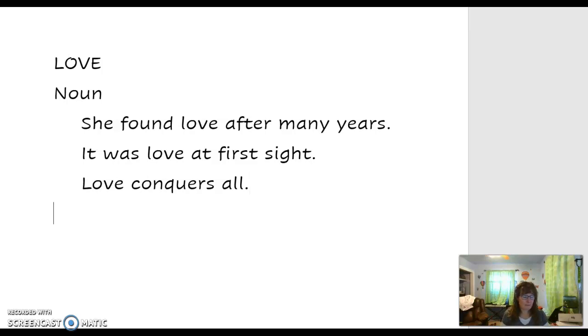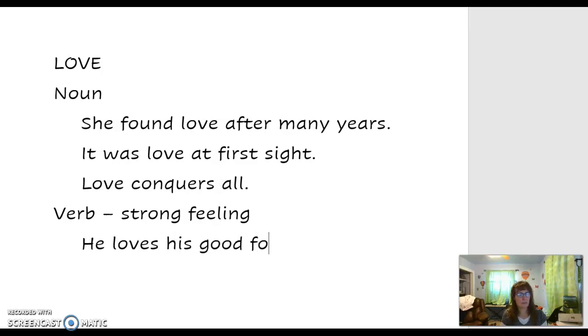In creating a love story, you can also use love as a verb. This is the one that we probably use the most. As a verb, love is really a strong feeling. Some examples. He loves his good food. Oh, we're not talking about this boy likes it a little. He loves it. That looks like he invests into it heavily.